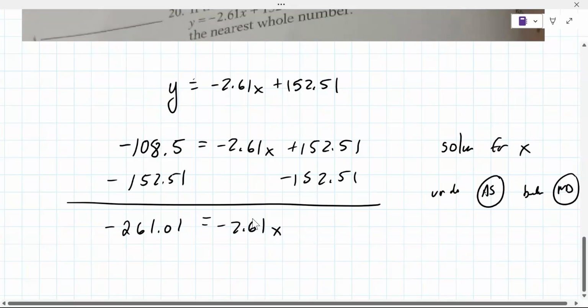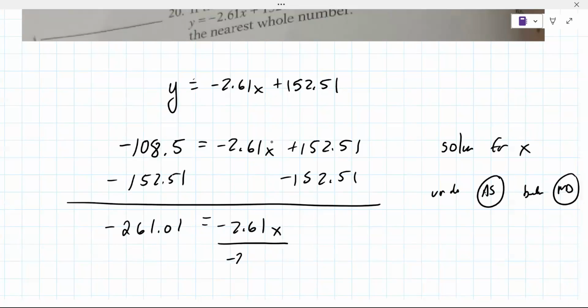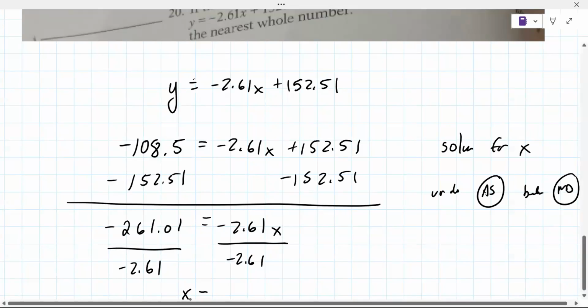Now on the right here, this number is multiplying x. How do you undo multiplication? Division. Yeah, you divide. So you divide both sides by minus 2.61. So go ahead and divide and tell me what you come up with, please.